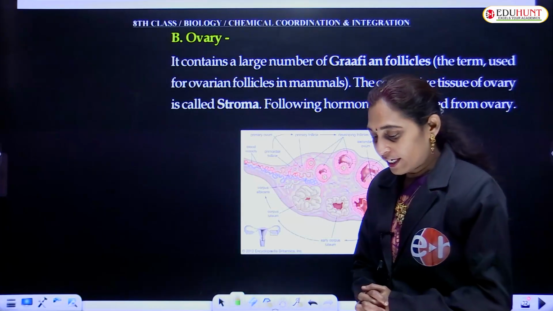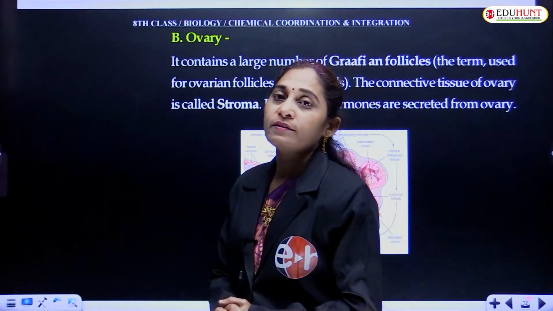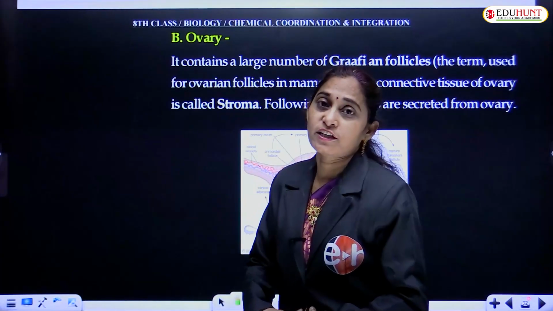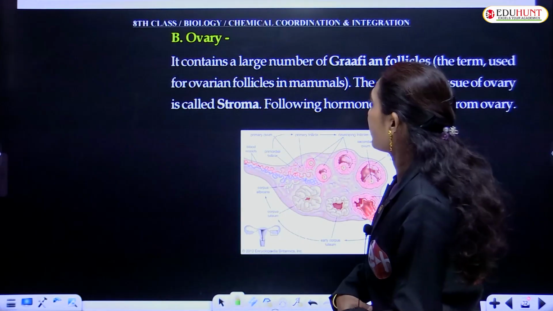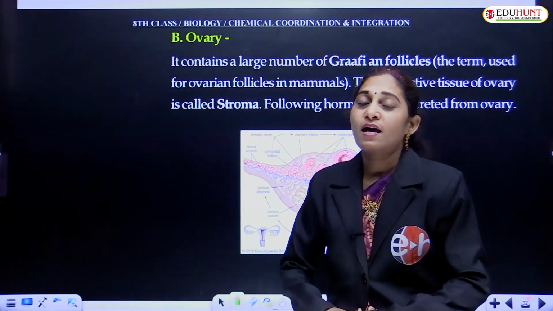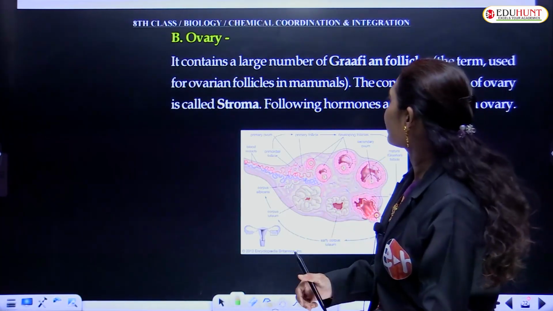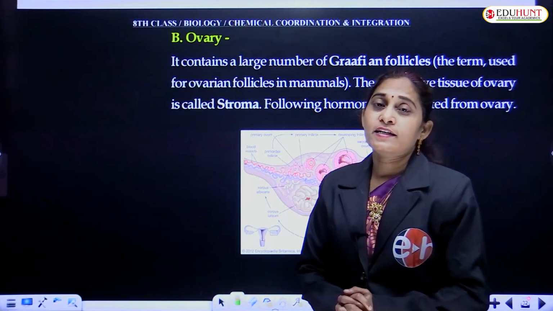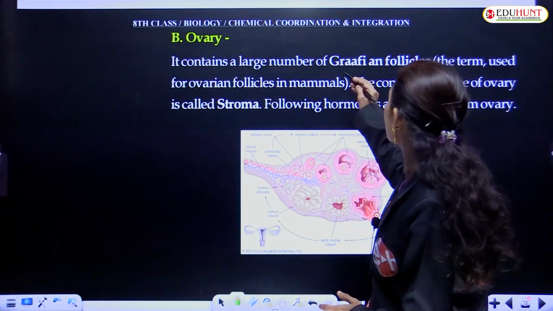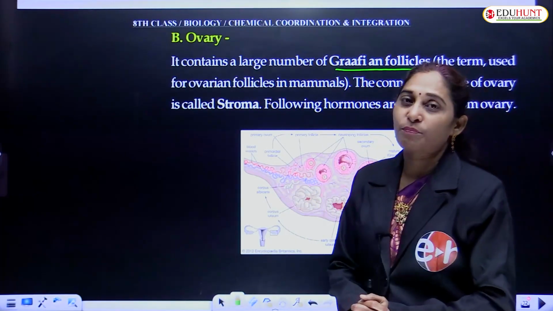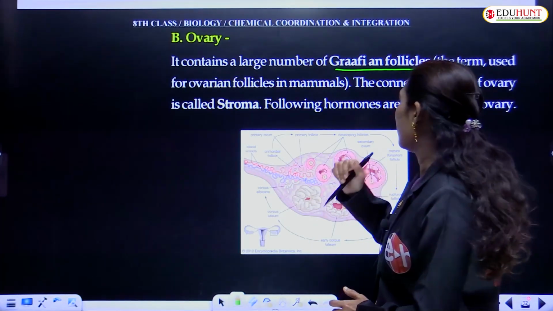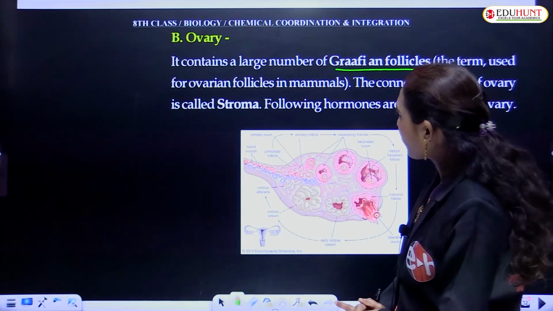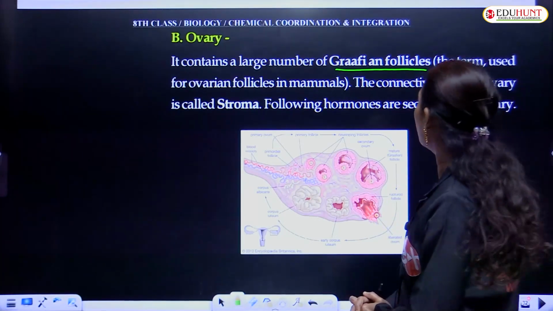Ovary is the female reproductive organ, and these are present in the abdominal region. Females have two large ovaries, and they contain Graafian follicles. These are the mature follicles, or ovarian follicles, in the mammals.